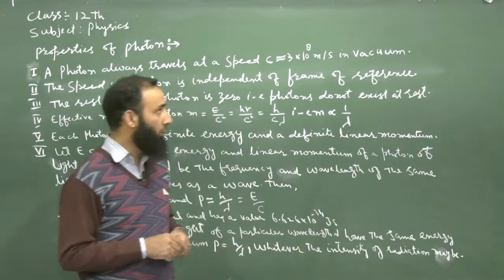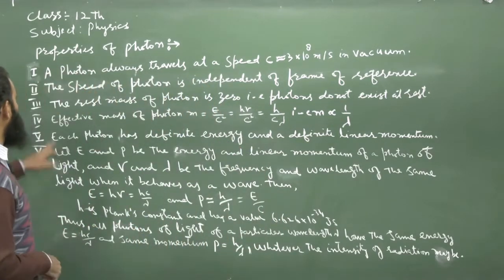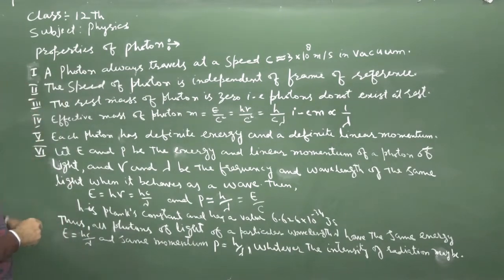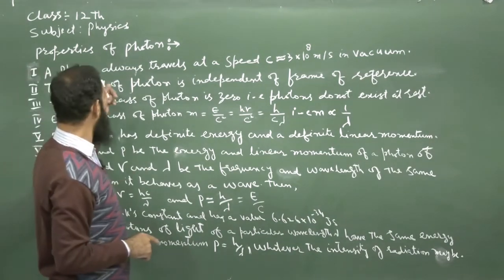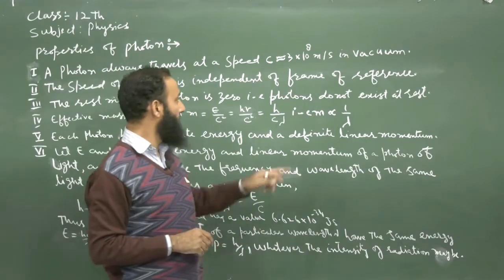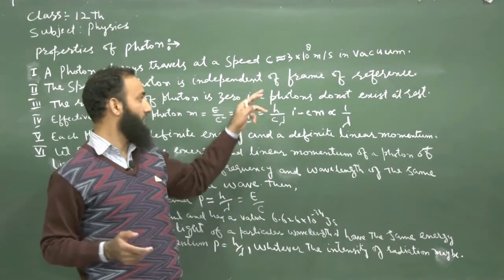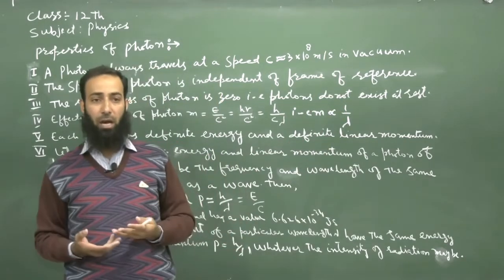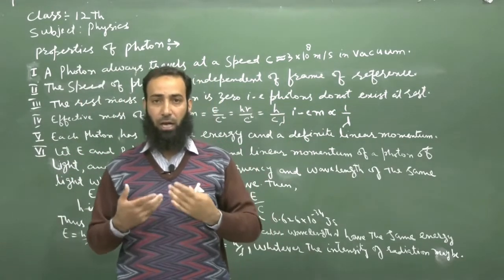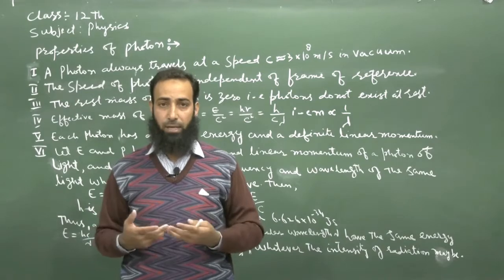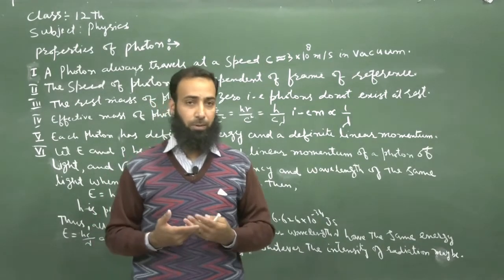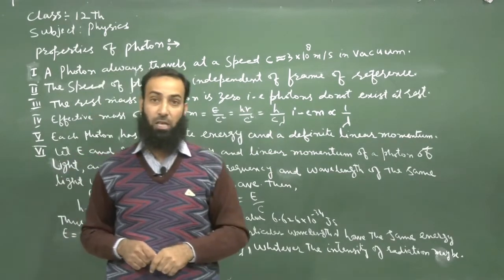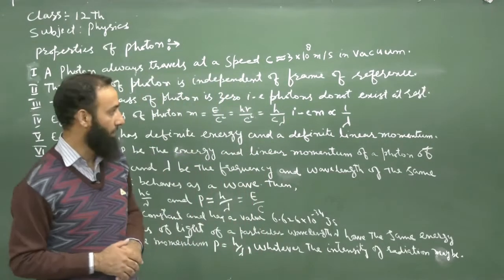Now today we will summarize some important properties of the photon. Number one, a photon always travels at a speed c, which is equal to 3 into 10 raised to power 8 meters per second in vacuum. In other words, we can say this photon of light, when it is traveling in vacuum, is traveling with the speed of light, which is approximately 3 into 10 raised to power 8 meters per second. This is the first property of the photon.